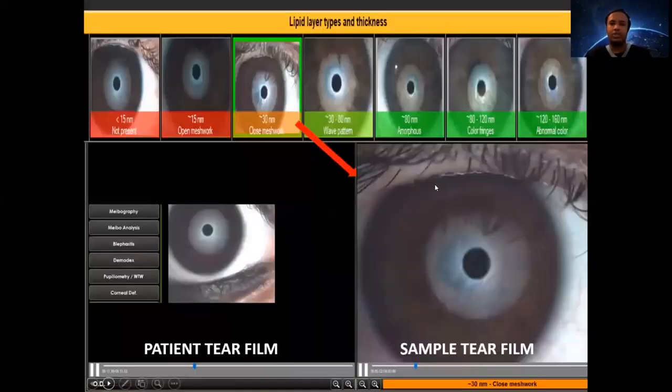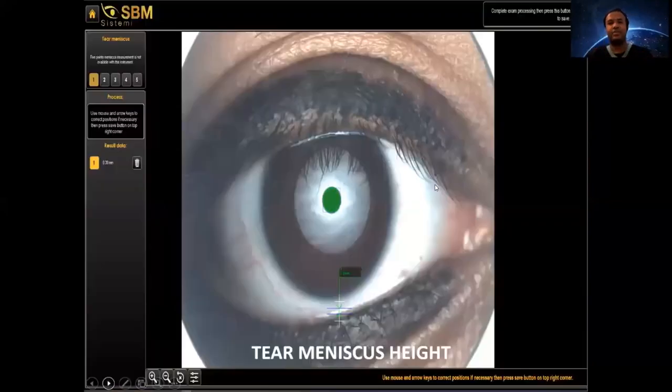So non-invasive breakup time, remember, any tool which has a Placido-based imaging device is something where non-invasive breakup time can be done. It also gives you an aspect of looking at, like I said, the lipid layer thickness. It grades it based on the thickness in nanometers, whether it is less than 15, which is a severe lipid layer deficiency. It also looks at the patterns which you see, whether it is an open meshwork, closed meshwork, amorphous. So it gives you a pattern. It also quantifies the thickness. And that is something which is useful.